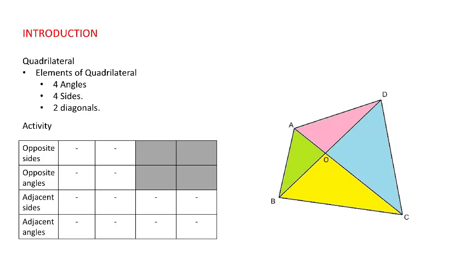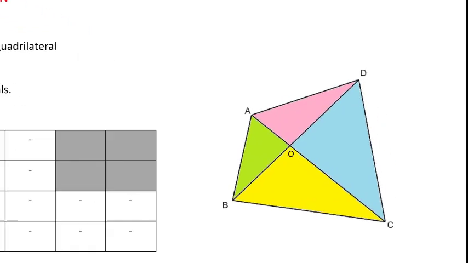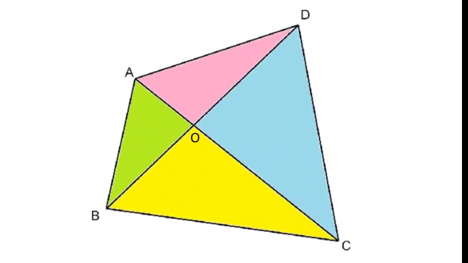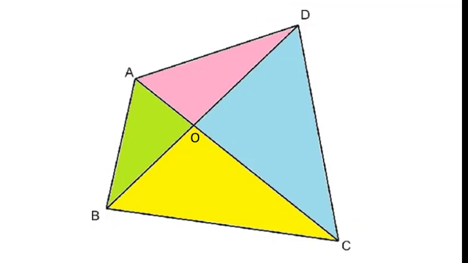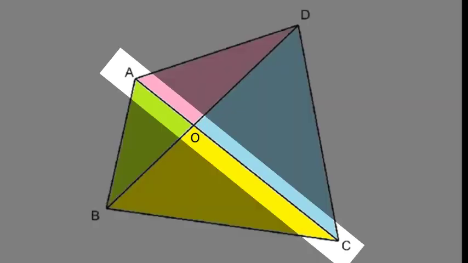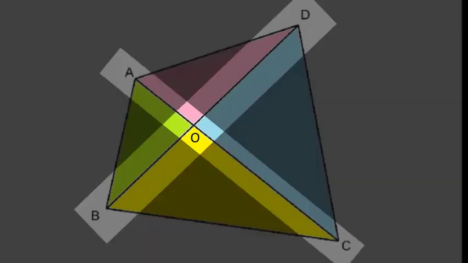There are 10 elements in a quadrilateral: 4 angles, 4 sides and 2 diagonals. In the given figure alongside, you can see 4 angles, that is angle A, angle B, angle C and angle D. The 4 sides are segment AB, segment BC, segment DC, segment AD. The 2 diagonals are segment AC and segment BD.